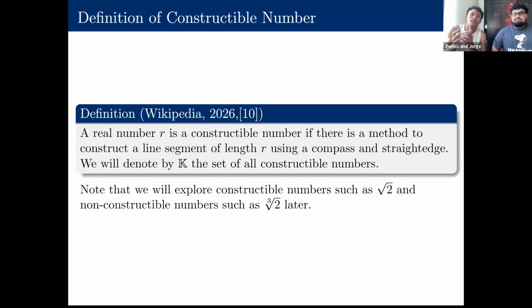In our book, we denoted the set of all constructible numbers to be this fancy looking K. And then we'll see through our examples some constructible numbers like the square root of 2, and then non-examples, for example, the cube root of 2 later on.